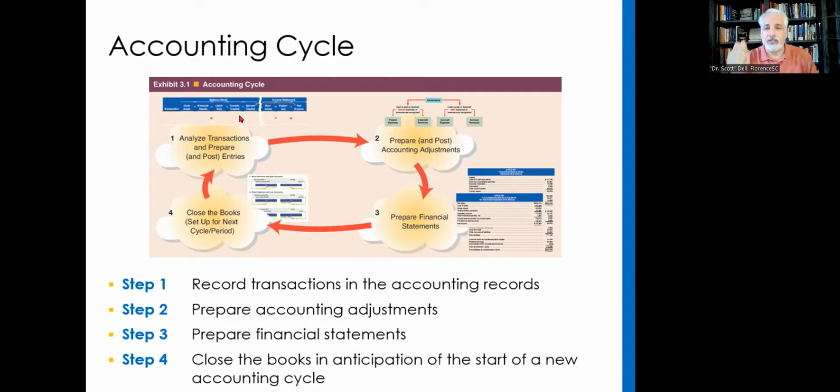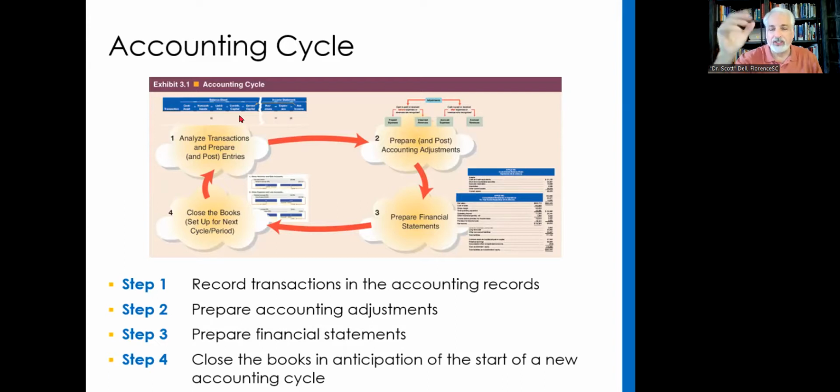You get a bill in the mail. What do you do with it? Well, you got to enter it in the books. So how do we enter it? We first analyze. Number two, we prepare and post the adjustments. Once we get those adjustments going and in the books and recorded, we go ahead and prepare financial statements. And the financial statements will fall right out of the books.